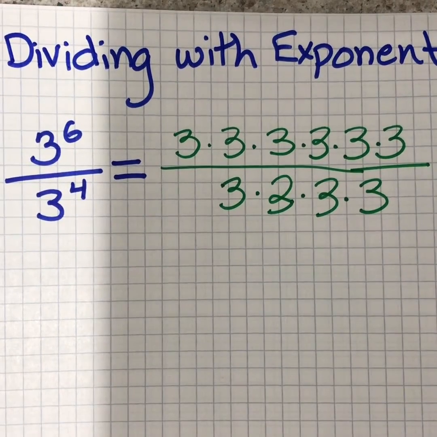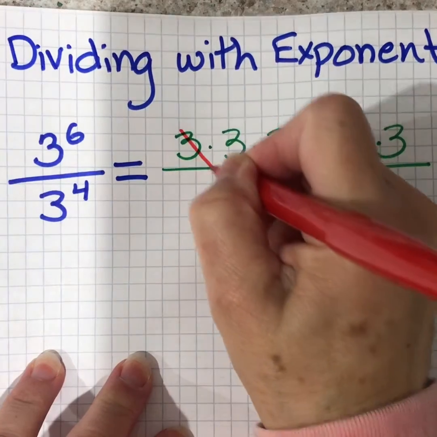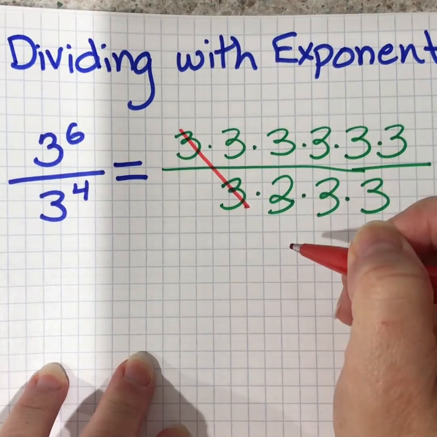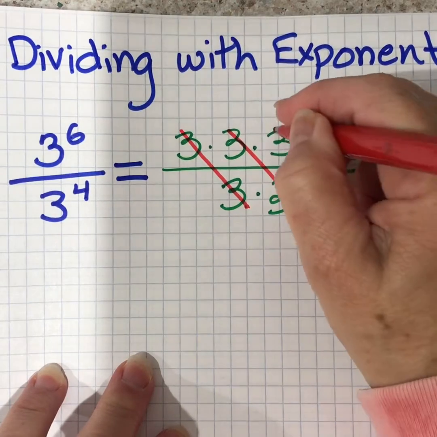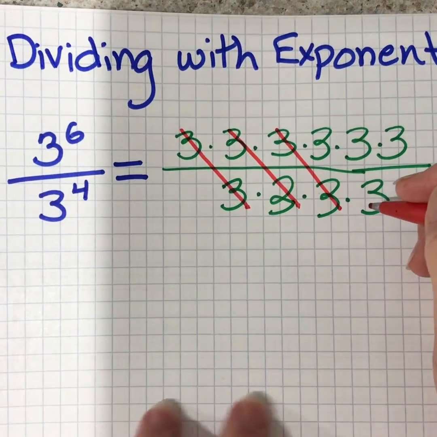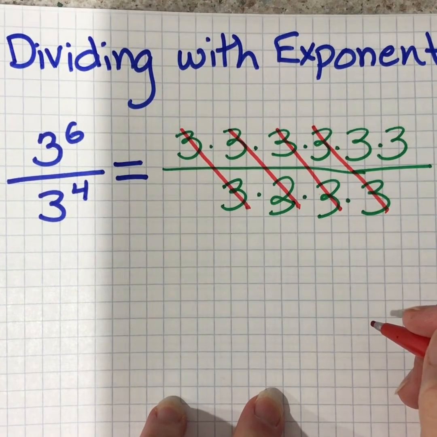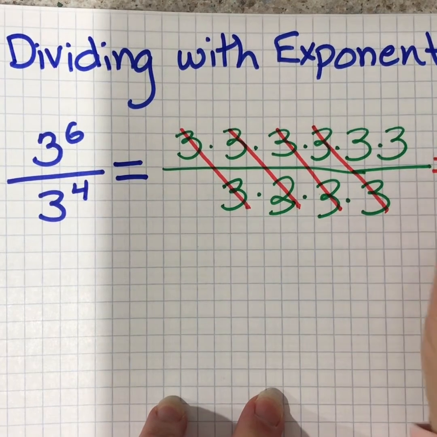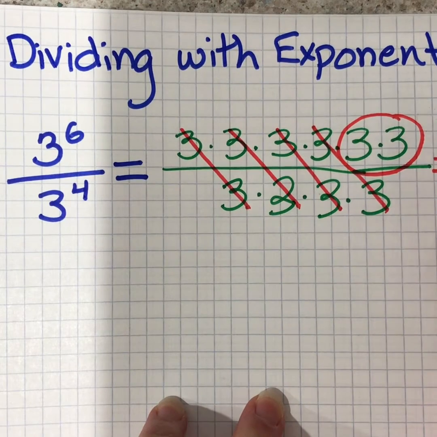We now simplify by looking for the giant 1. 3 divided by 3 equals 1. 3 divided by 3 equals 1. Another 3 divided by 3 equals 1, and another 3 divided by 3 equals 1. Which leaves us just those two 3's on the top. So simplified, it's 3 to the second power.